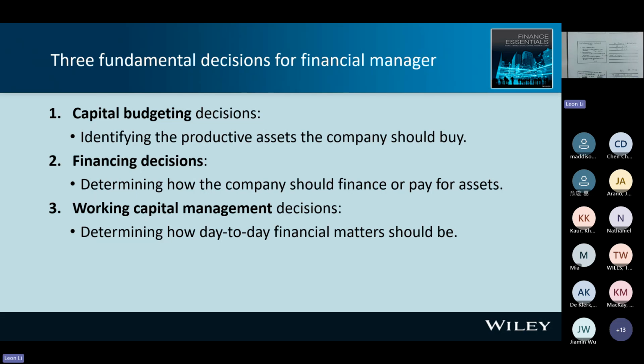Finally, the working capital management decision. When I say working, I mean short term. So in addition to long-term assets, we have short-term assets. Working capital management is to determine how day-to-day financial matters should be handled. So again, an example, family, right? Short-term, shorter than 1 year. An example is a credit card payment. For me, the credit card payment period is 1 month, all right? And it's a good example for working capital management, right?